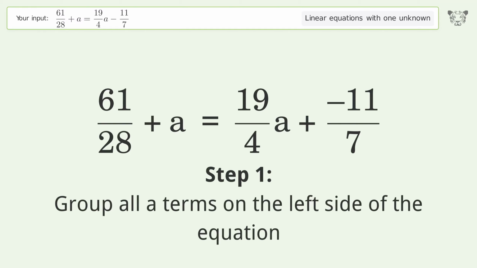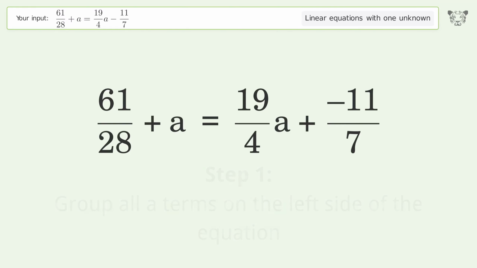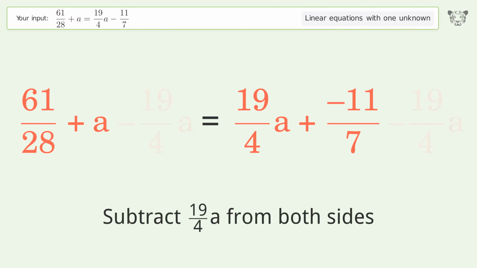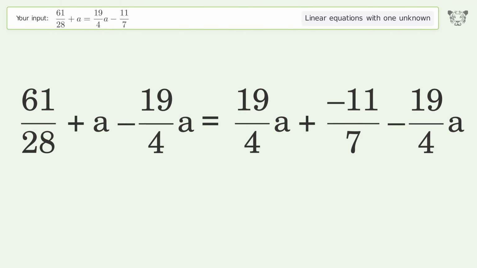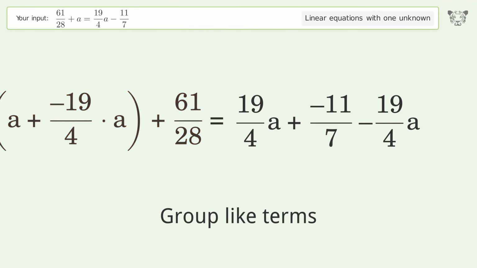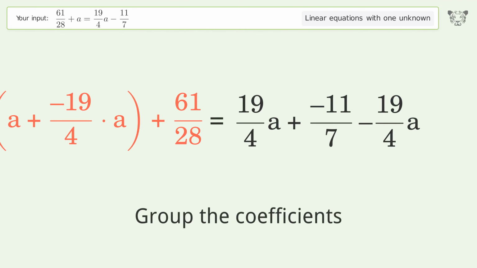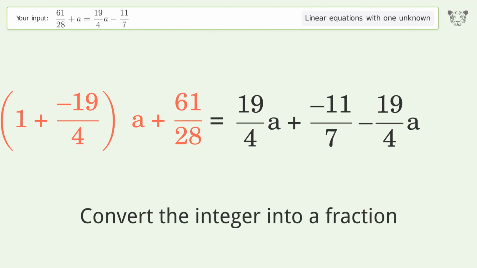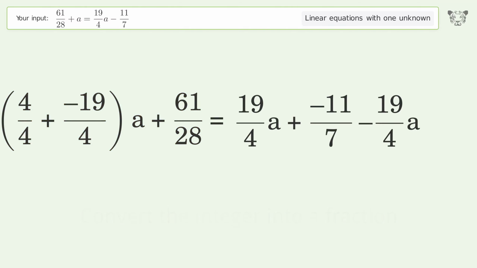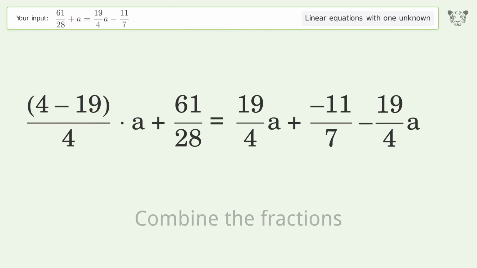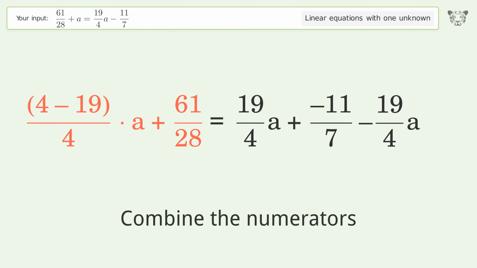Group all a terms on the left side of the equation. Subtract 19 over 4a from both sides. Group like terms. Group the coefficients. Convert the integer into a fraction. Combine the fractions. Combine the numerators.